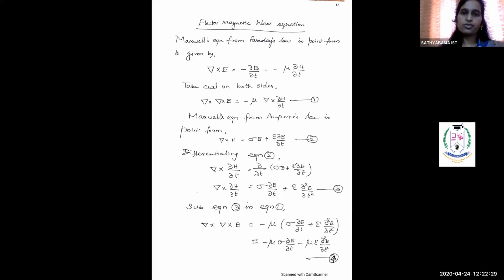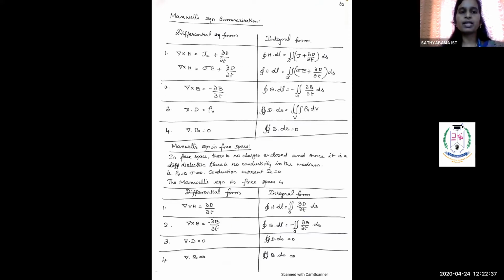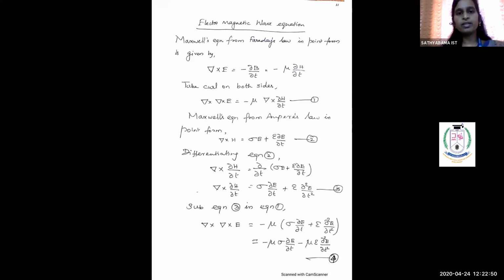This is the wave equation for electric field which is derived from Maxwell's equation. So what are all the equations we are going to use? In Maxwell's equations, take Maxwell's equation 1, 2 and 3. First 3 equations you will take and you will use them for deriving this electric field wave equation.